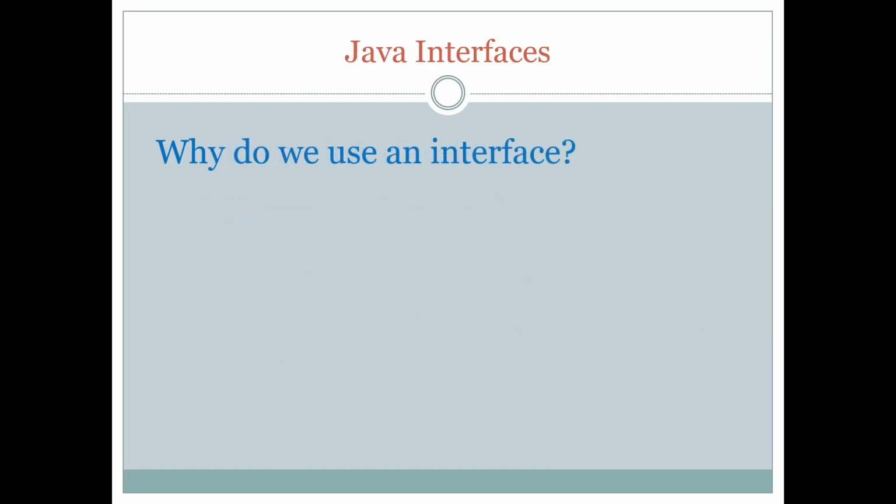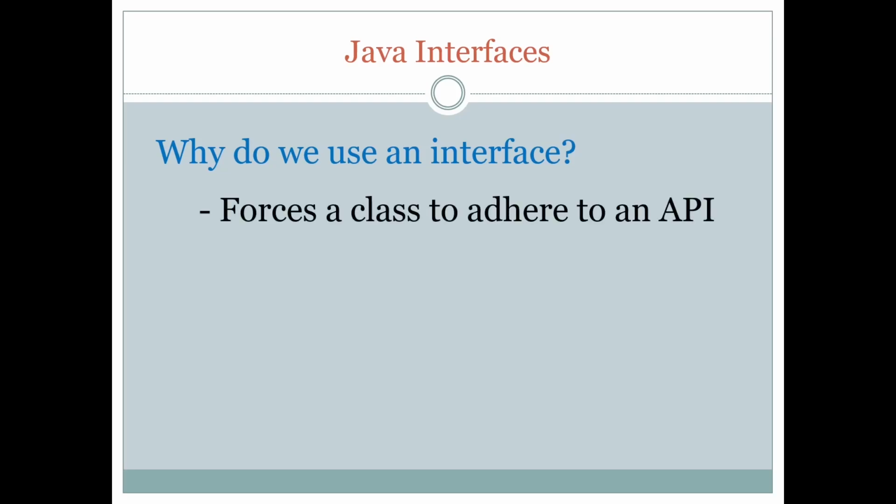So why would we use an interface? When we get to the example, this will become a little more clear. I'm just going to go through some quick high-level reasons why we'd use an interface. It forces a class to adhere to a certain API. Because it has abstract methods, when a class implements an interface, it has to use all of those methods. So it's a common way of interacting with a certain class.